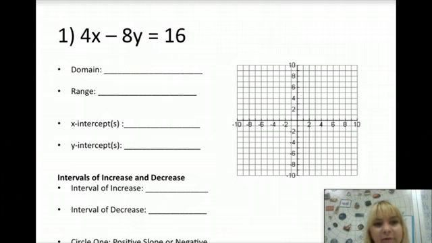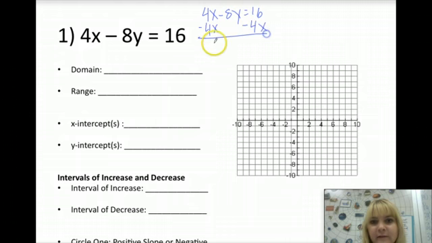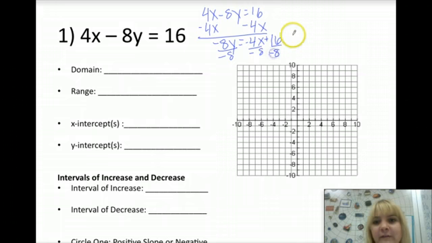So first, I'll subtract 4x from both sides. Let me just rewrite that up here. So subtract 4x from both sides. That gives me negative 8y equals negative 4x plus 16. And I'll divide both sides by negative 8. So that function is y equals positive 1/2 x minus 2.